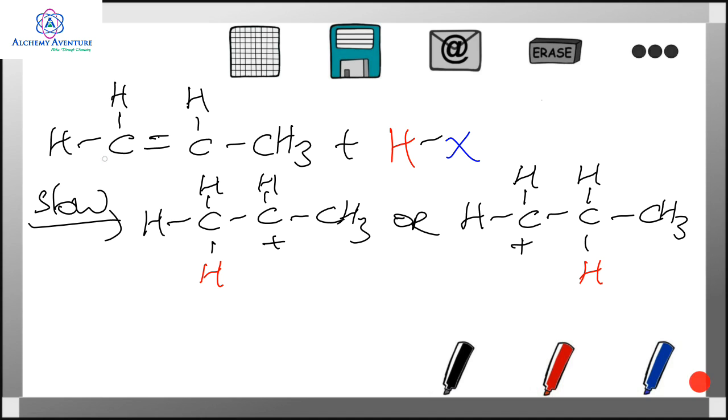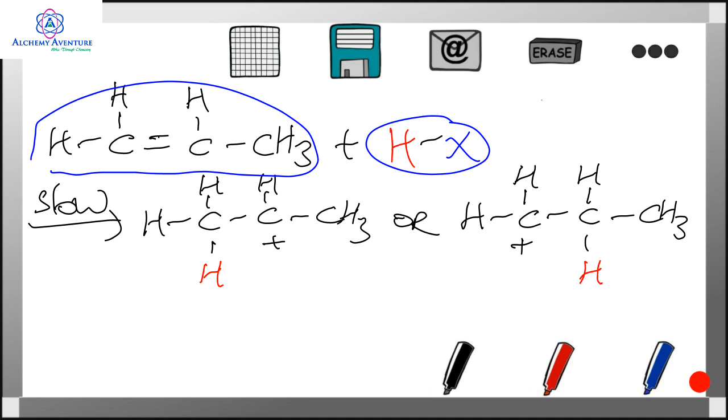What we have over here is an asymmetrical alkene plus a HX. So, with the approach of the alkene, it will polarize the electron cloud of the HX molecule, giving the hydrogen atom a partial positive charge and the X atom a partial negative charge. And during the process, there is a heterolytic fission of the HX bond. So this is a slow step because it involves the breaking of a carbon-carbon pi bond to form the carbocation.